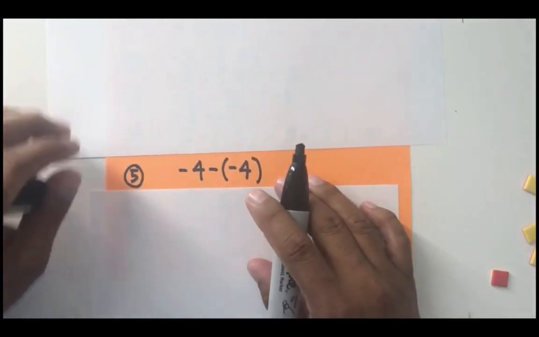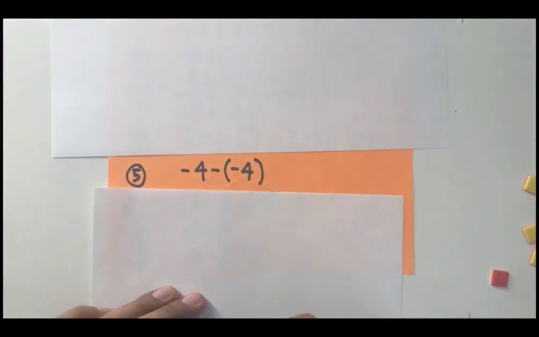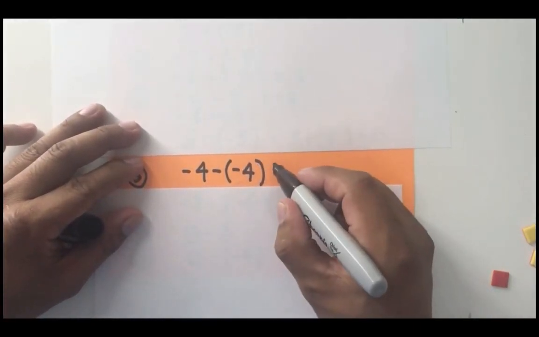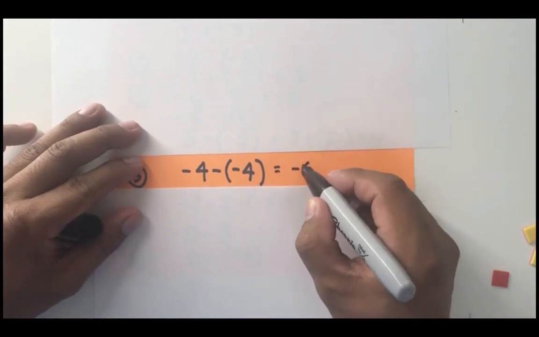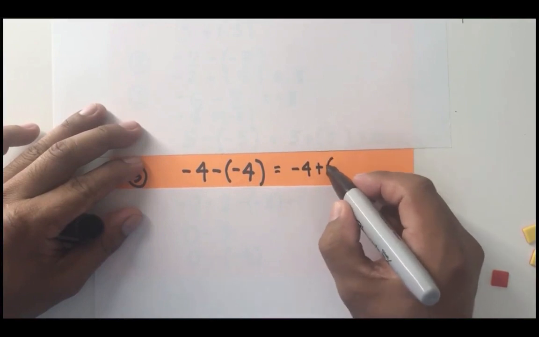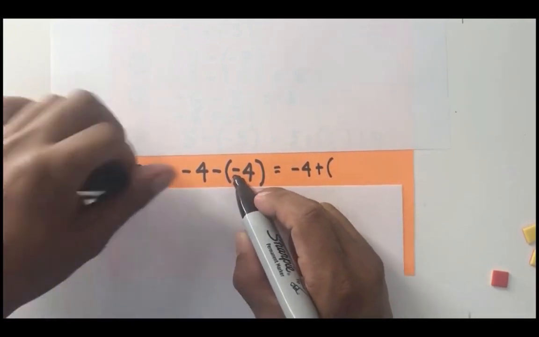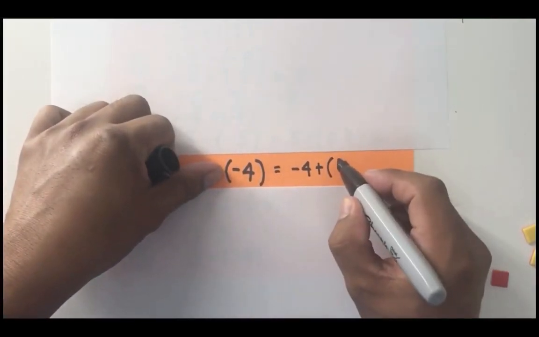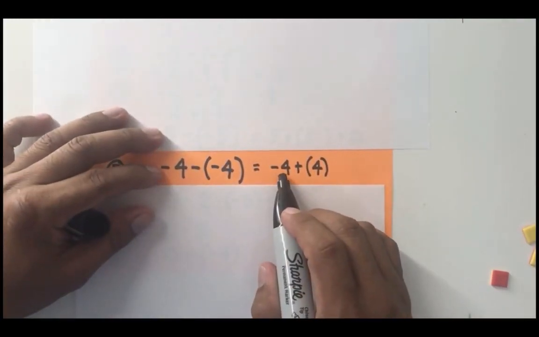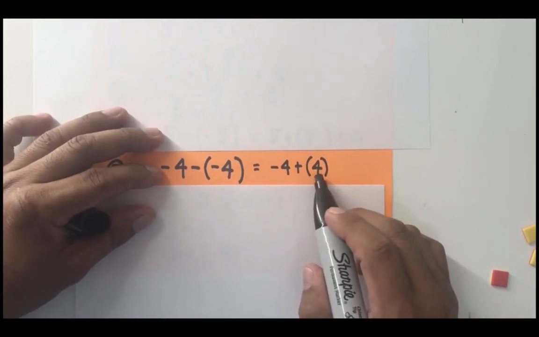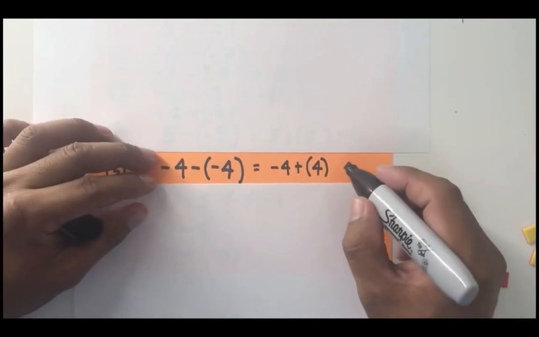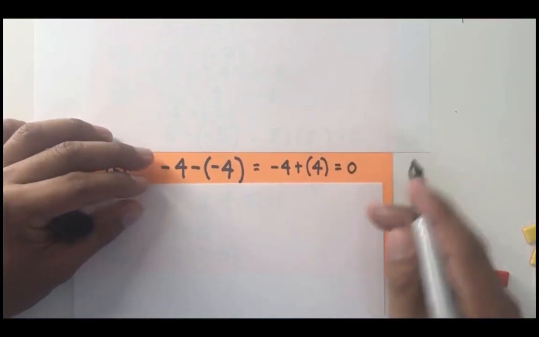Okay, negative 4 minus negative 4. So we do it this way. Convert to addition. Copy the first number. Change the minus sign to plus sign. Change the second number to its additive inverse from negative 4 to positive 4. So imagine now you have 4 red squares and 4 yellow squares. You will form 4 0 pairs, so the result is 0.